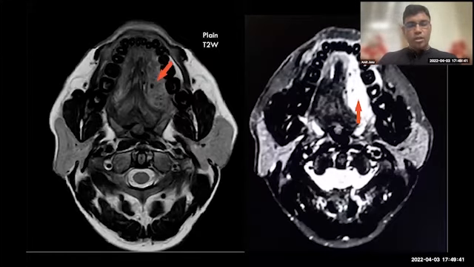So the one is the nodal burden and the extent of the nodal disease, whether it is encasing the vessels, whether it is the IJV or the carotid or some other structure which is potentially making it inoperable. So these are the things we want to see when we are reading a head and neck scan, especially the oral tongue. Perfect.